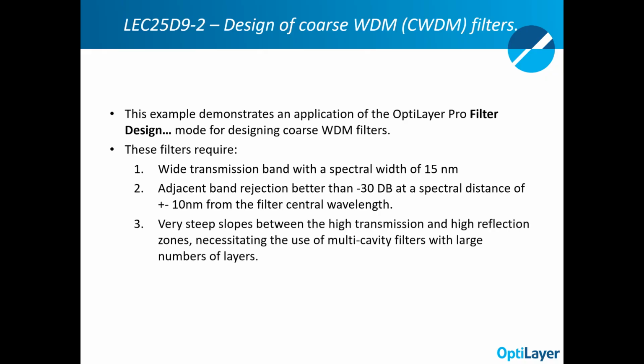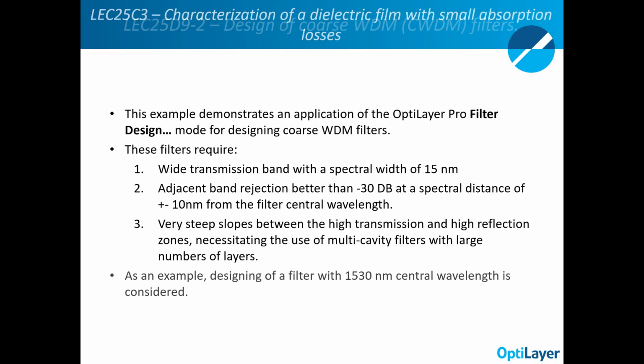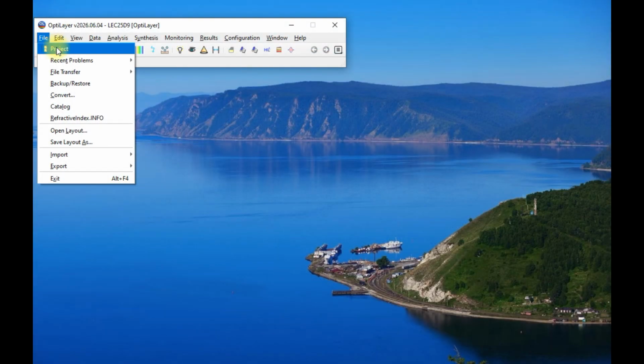Thus, such filters must have very steep slopes between the high transmission and high reflection zones, necessitating the use of multi-cavity filters with large numbers of layers. As an example, designing of a filter with 1530 nanometer central wavelength is considered.